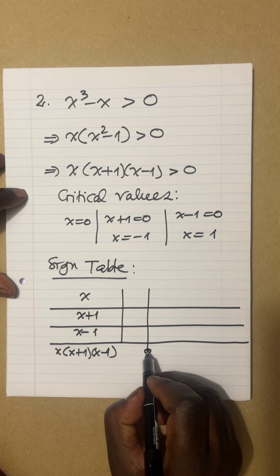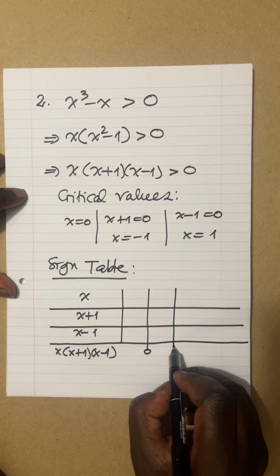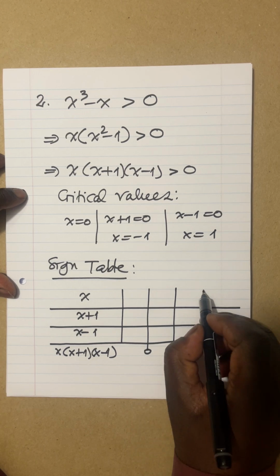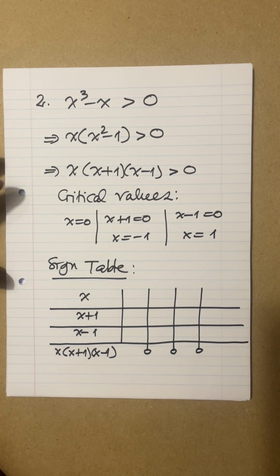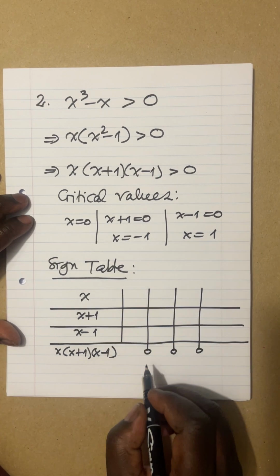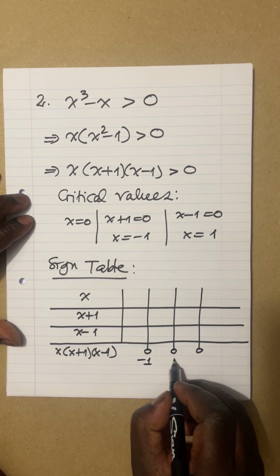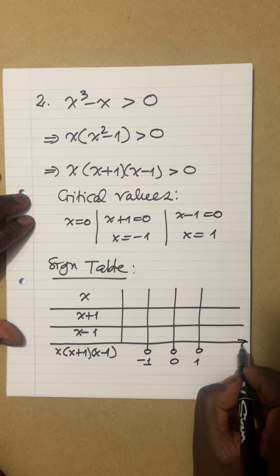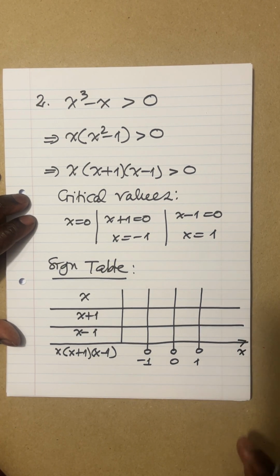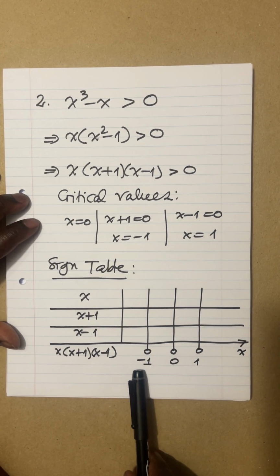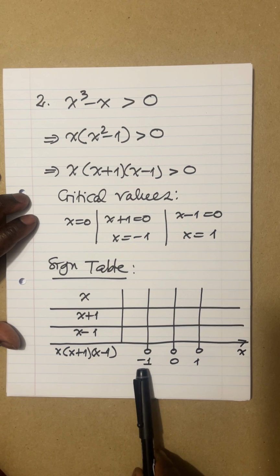The critical values are here. These are my first, second, and third critical values, written in ascending order. My smallest value is minus 1, then I have 0, 1. Remember, this is the x-axis. Or you can put it up there, it doesn't matter. Let's pick a value of x to the left-hand side of minus 1. That would be minus 2.